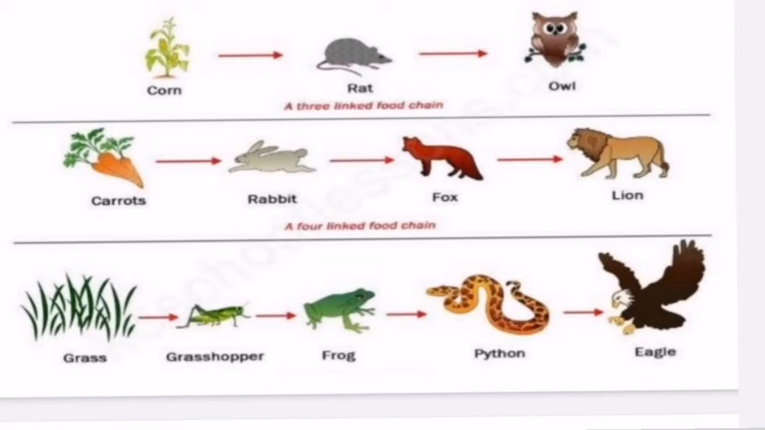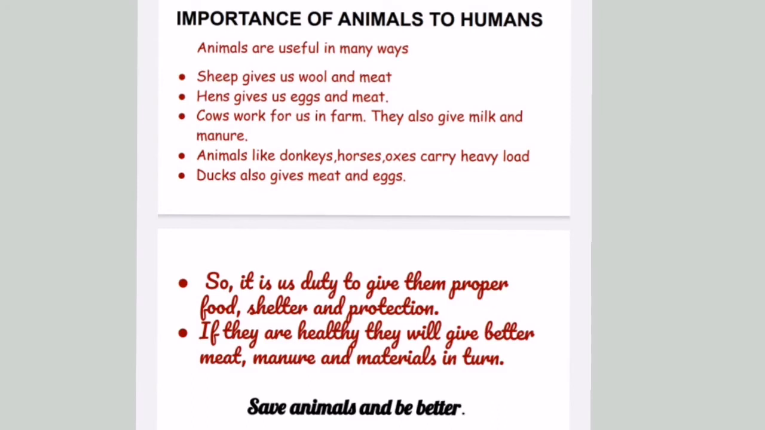Next is the importance of animals to humans and how we have to protect them. They are useful in giving us eggs, some carry heavy loads, some give us milk, and sheep and goats give us meat. Hen also gives meat and eggs. Duck gives eggs. These are some of the importance of animals. Since they give us so much, it is our duty to protect them. How can we protect our animals and pets? By giving them proper food, proper shelter, and taking care of them when they have diseases.